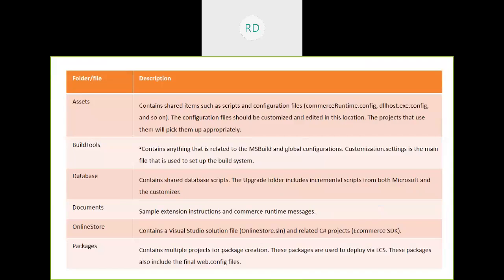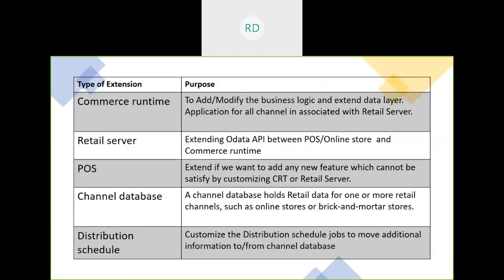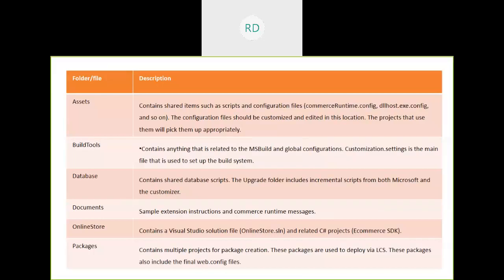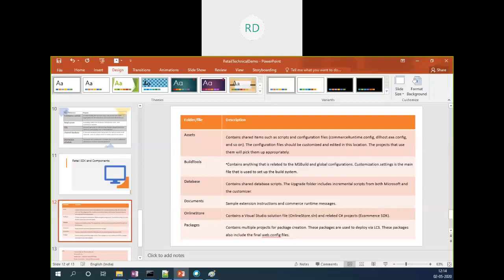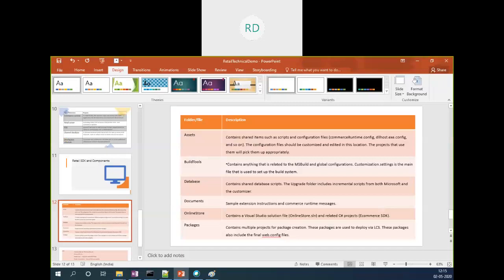Okay, let's go ahead and see the most important topic, that is retail SDK. All this customization we'll be doing with the help of retail SDK. I will quickly show you how the retail SDK looks. If you go to any dev environment, you will see the retail SDK like this here. These are all the components, the directories, which we will use for customization. Instead of going through the PPT, we will go one by one in the directory itself.